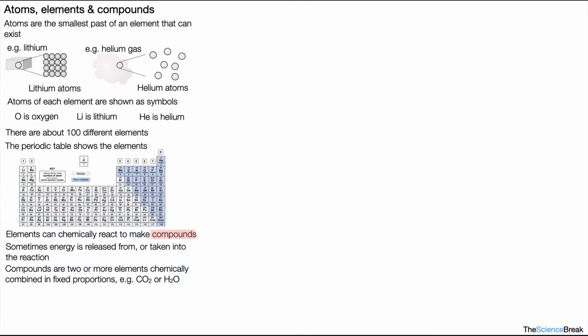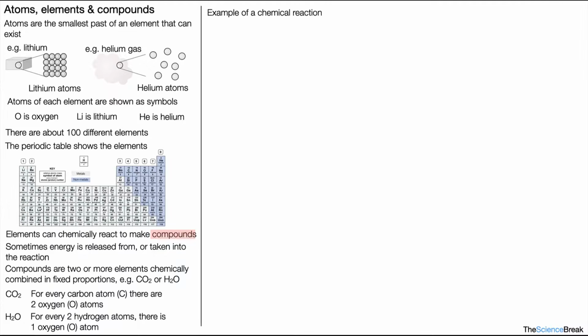Compounds are two or more elements chemically combined in fixed proportions, for example, carbon dioxide or water. If we take a look at carbon dioxide, we can see that for every carbon atom, there are two oxygen atoms. If we take a look at water, we can see that for every two hydrogen atoms, there is one oxygen atom. Here is an example of a chemical reaction.